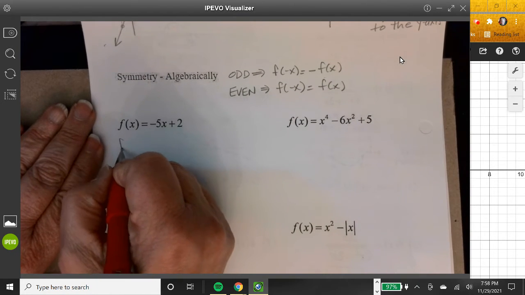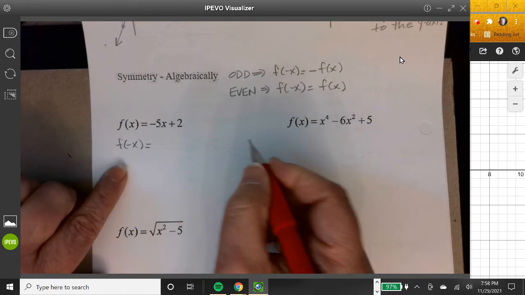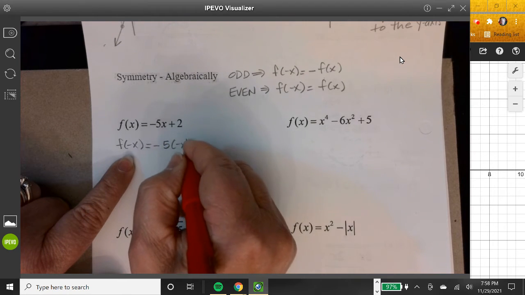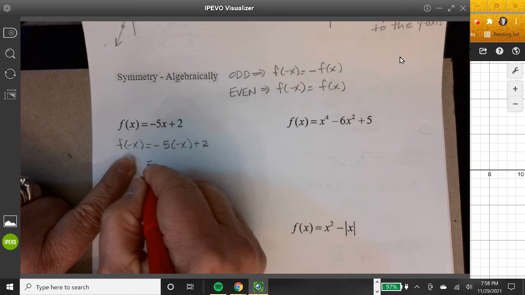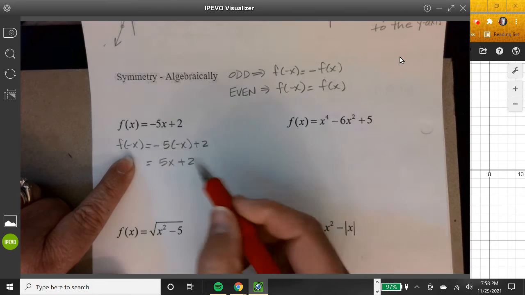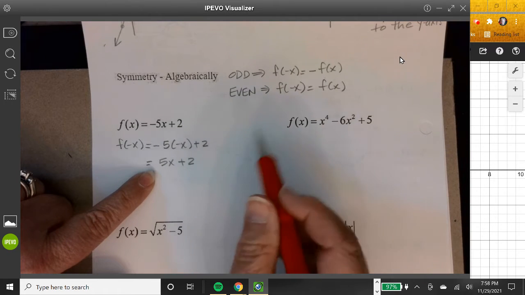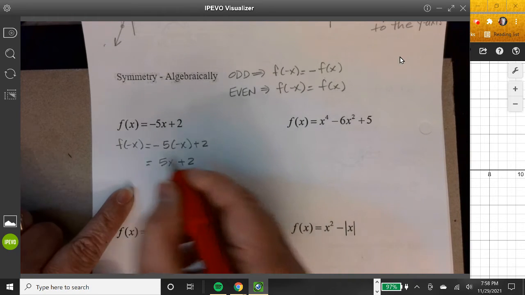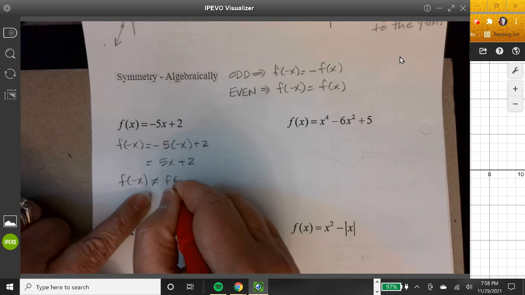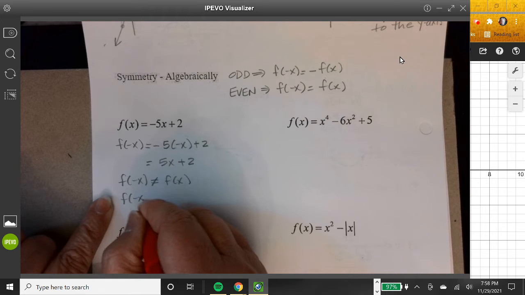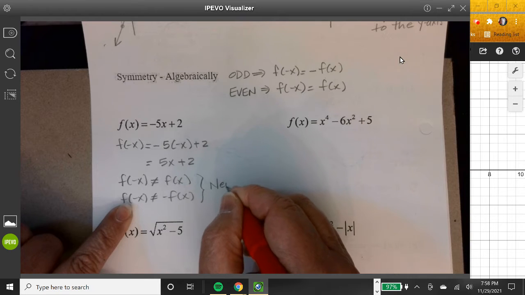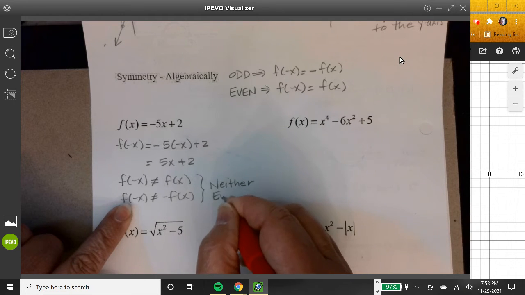So how do you do that? You take f and you plug in negative x. Where you see x, you plug in negative x. So I'm going to put negative 5 times negative x plus 2. I do that math, I get 5x plus 2. Is there any way that this can be transformed to look like the original? No. So f of negative x is not equal to f of x, and it's not equal to negative f of x. So it's neither even nor odd.